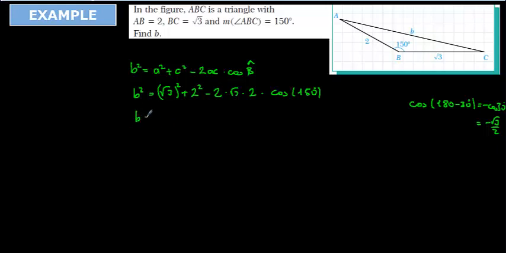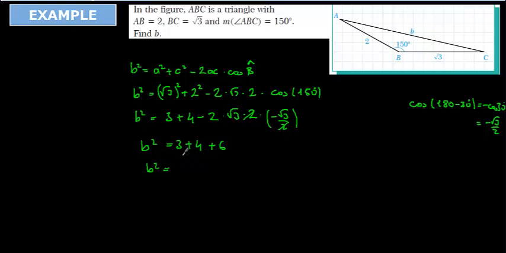Okay, b squared is equal to 3 plus 4 minus 2 times root 3 times 2 times minus root 3 over 2, where the 2 and 2 cancel. If you simplify, minus root 3 times root 3 is 3, so we have 3 plus 4, and 3 times 2, and minus 3 actually, because we have 2 minuses here, so it's going to be plus 6. b squared is equal to 6 plus 4, 10, it's going to be 13, and b is equal to root of 13.